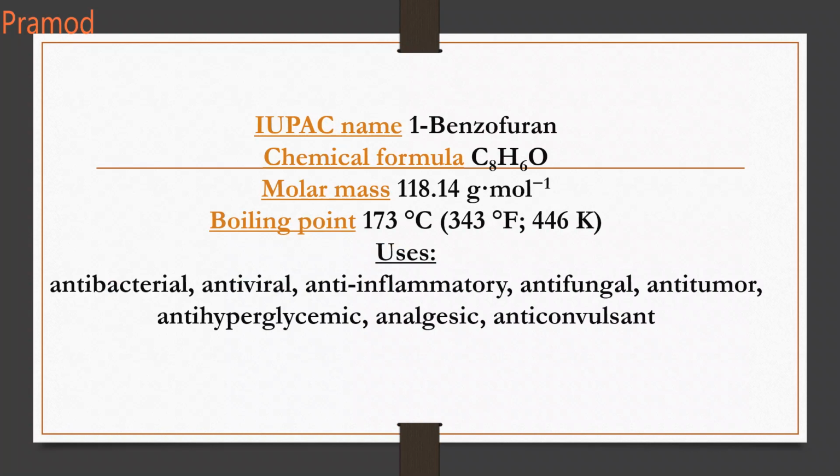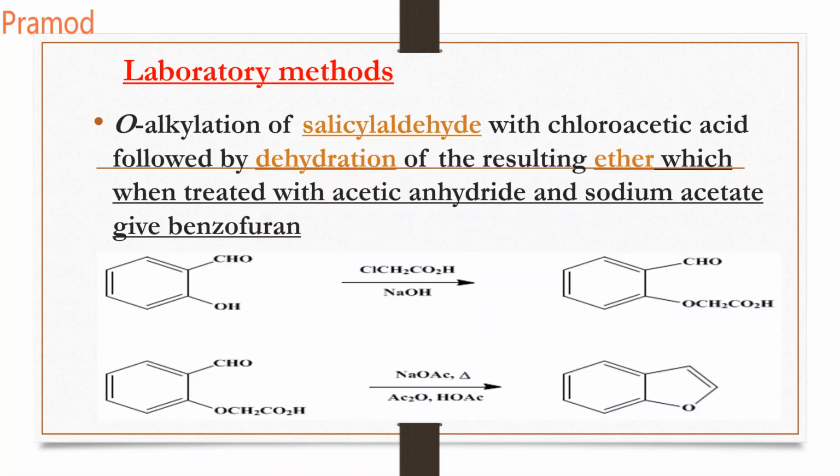The IUPAC name is 1-benzofuran, C8H6O, molecular weight 118, boiling point 173 degrees Celsius. It can be used as an antibacterial, antiviral, anti-inflammatory and antifungal agent. So it has a wide variety of pharmaceutical and medicinal uses.